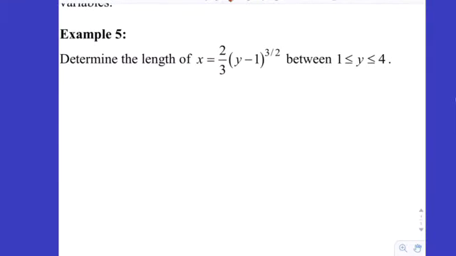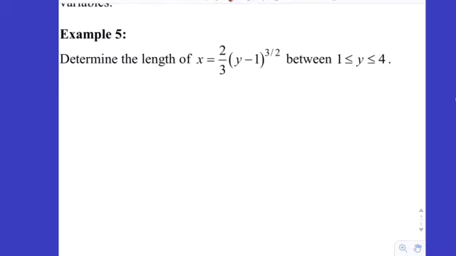Let's see. Determine the length of x equals 2/3 times (y minus 1) to the 3/2 between y equals 1 and 4. Yuck. Okay. Now, I know we don't need to identify the arc that we're finding the length of, but that's just gross, right? If you wanted to graph it, you'd have to do all this work to solve for y and then plug in your y values to find x values, okay? Don't have to worry about that.